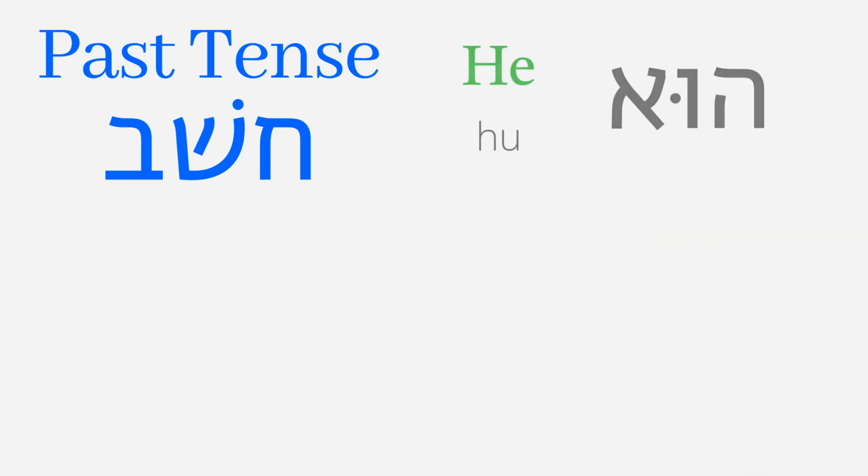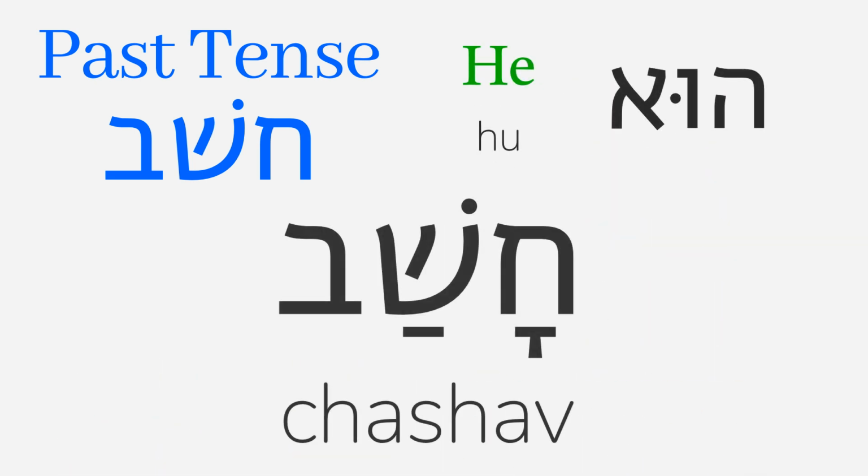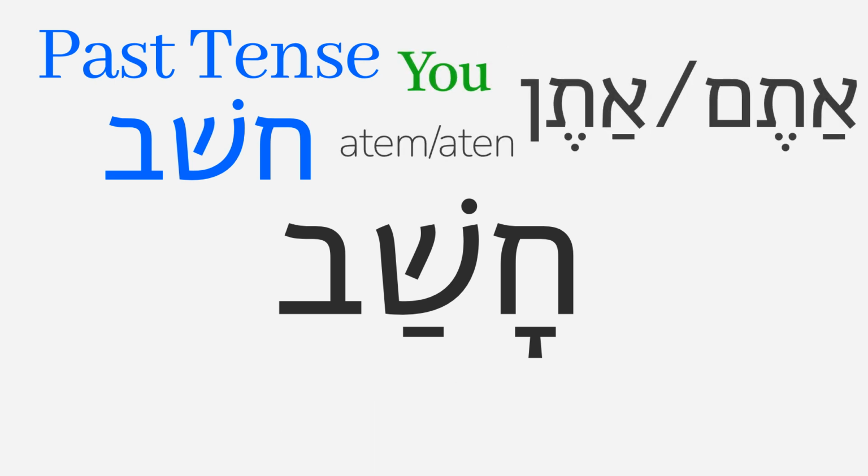The hu form of the past tense from this verb is chashav, he thought, with the three letters of the root and a kamatz and a patach. To make the atem and aten, you masculine and feminine plural forms of the past tense, we are supposed to shorten the first vowel, the kamatz, to a shva, and then add the tem or ten ending.